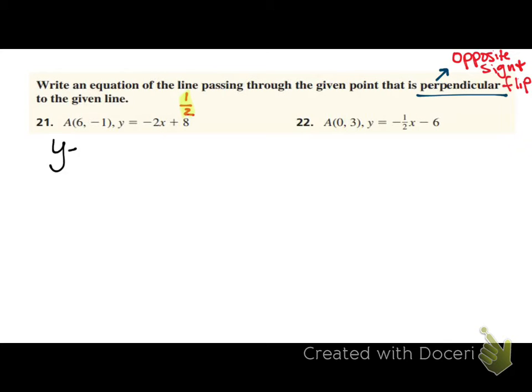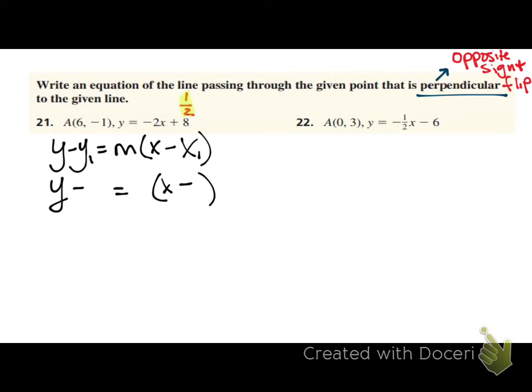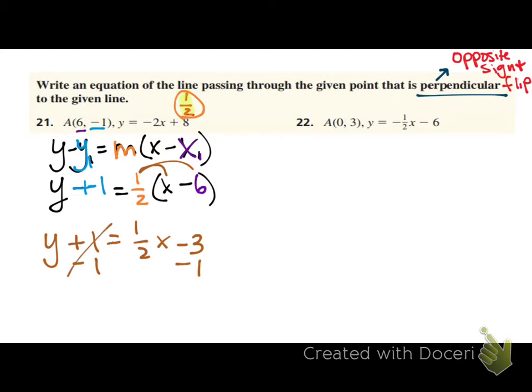So then y minus y1 equals m times x minus x1. My y-coordinate, -1, which will make a plus. My slope, 1/2. And then my x is 6. All right, so we got y plus 1 equals 1/2 x. And half of -6 is -3. Minus 1. Final answer, y equals 1/2 x minus 4. Good.